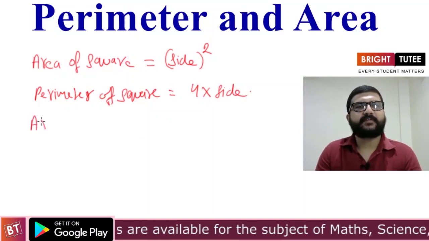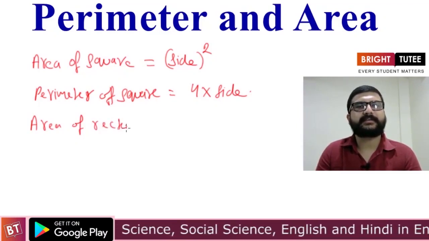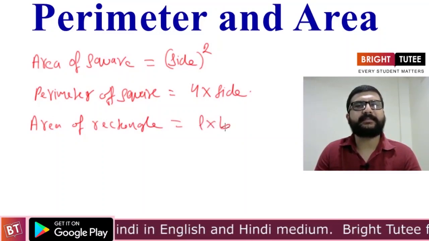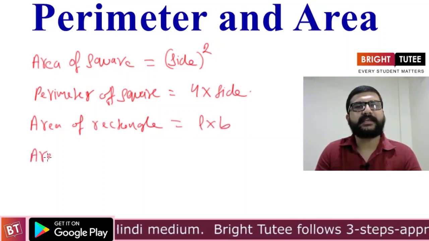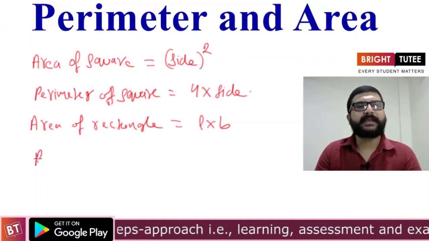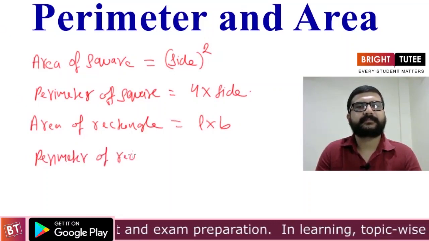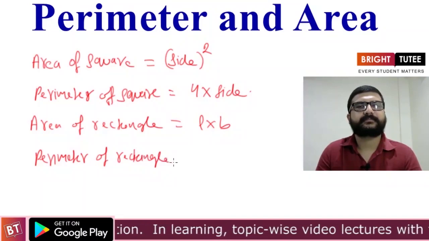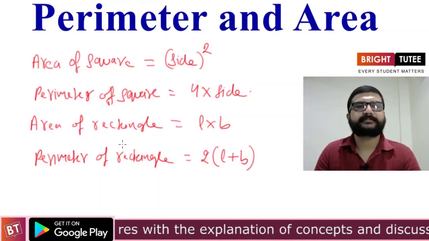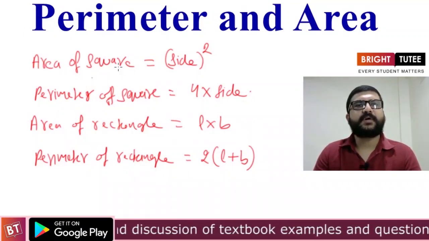And then what was area of rectangle? It was length into breadth, or we can write it as L into B, where L is length and B is breadth. And then we have seen perimeter of rectangle. This was equal to 2 into length plus breadth. And we have seen examples based on all these things.